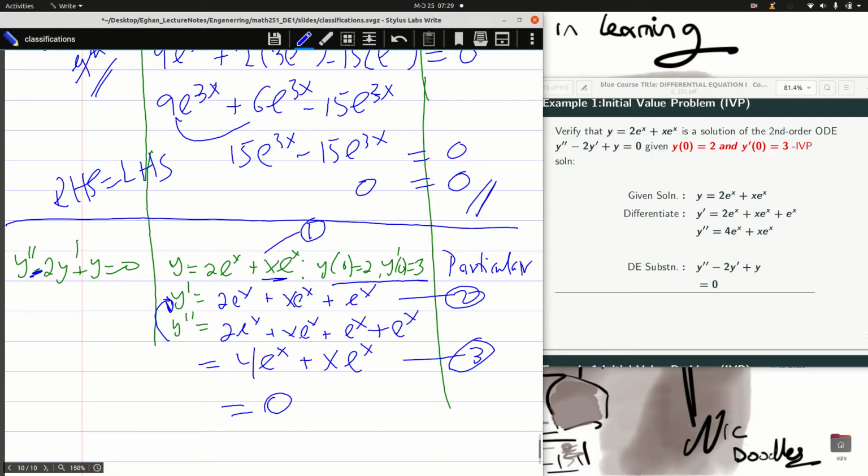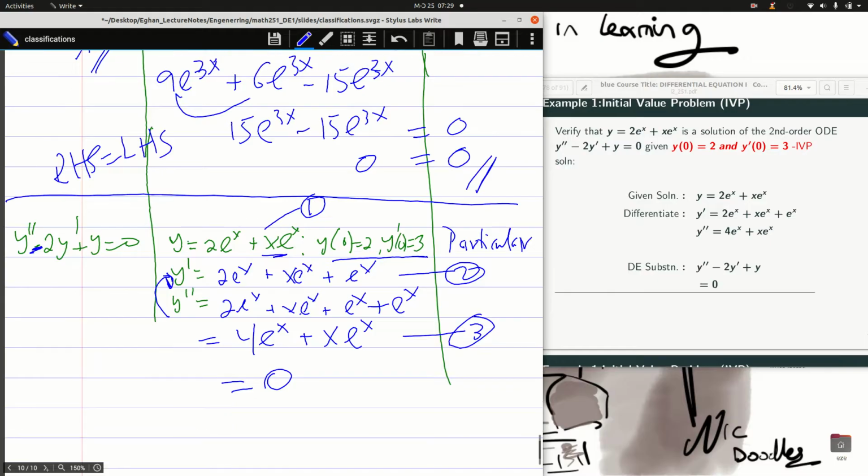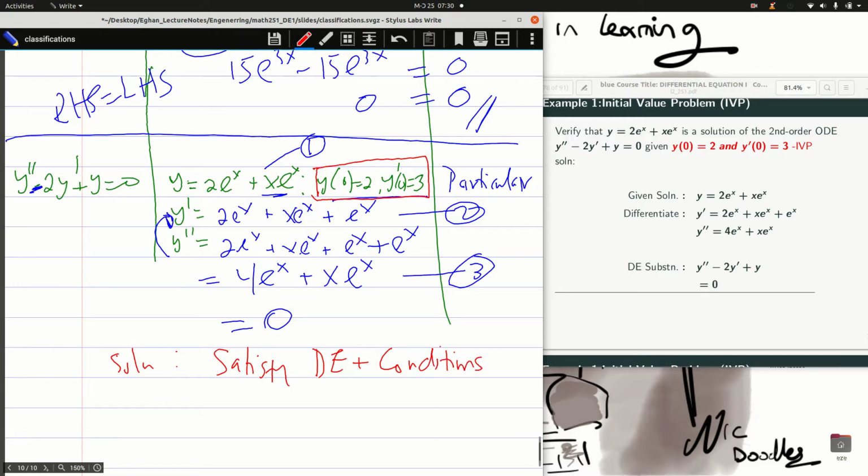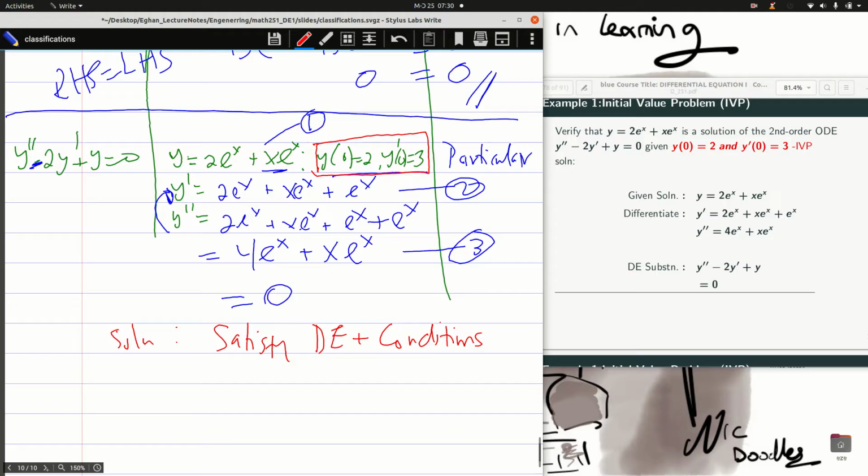But we are not done here. Because there's conditions attached, let me use the red to emphasize here. Because there's condition attached, your solution must satisfy the differential equation and the conditions given. We have satisfied the equation, it is indeed equal to 0. What about the conditions?